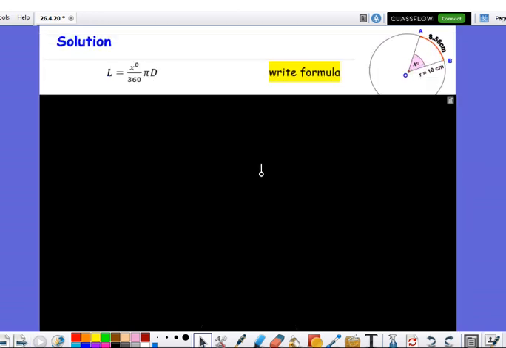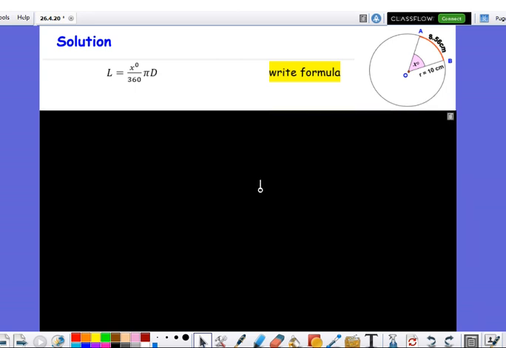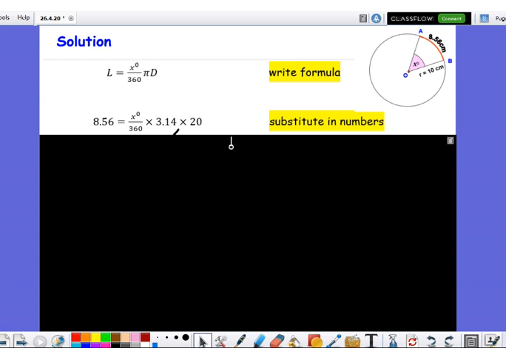Now, how you would go about tackling this question is, now I've left the diagram there so you can see it. So you would write the formula, L equals angle over 360 pi d. You would substitute in the numbers. So L is 8.56 because that's the length of the arc. We don't know x, so just leave it as x. Pi is 3.14, or you can use the pi button in your calculator, multiplied by 20 because I've doubled the radius. Now, that's all quite simple.